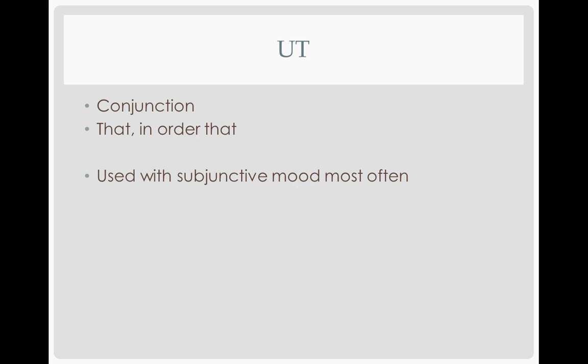Ut, we've seen it before meaning as. Now it's a conjunction that means that and in order that. We're going to see it used often in the subjunctive mood. So get ready for that.